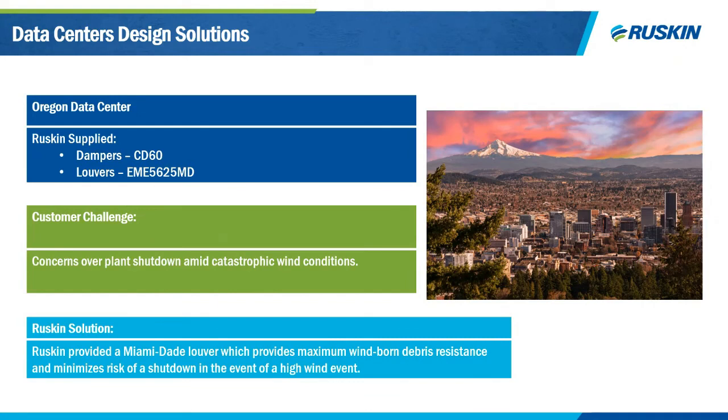And finally, we also recently worked on a data center project in Oregon. This data center project did require strict protocol to remain operational in the rare event of a catastrophic weather condition. Because of this, we did end up supplying one of our toughest louver models. It's the EME 5625MD, which is the Miami-Dade model. And we did this to withstand any threat of inclement weather to assure continuous operation.